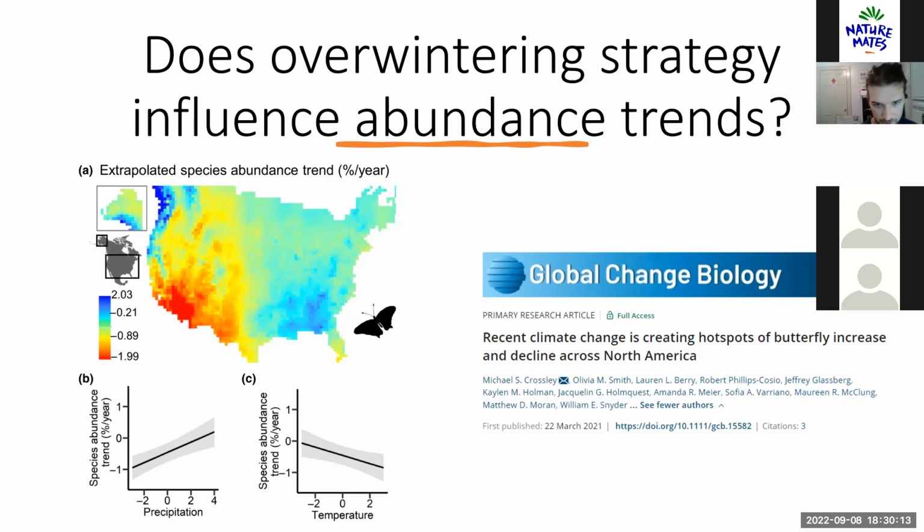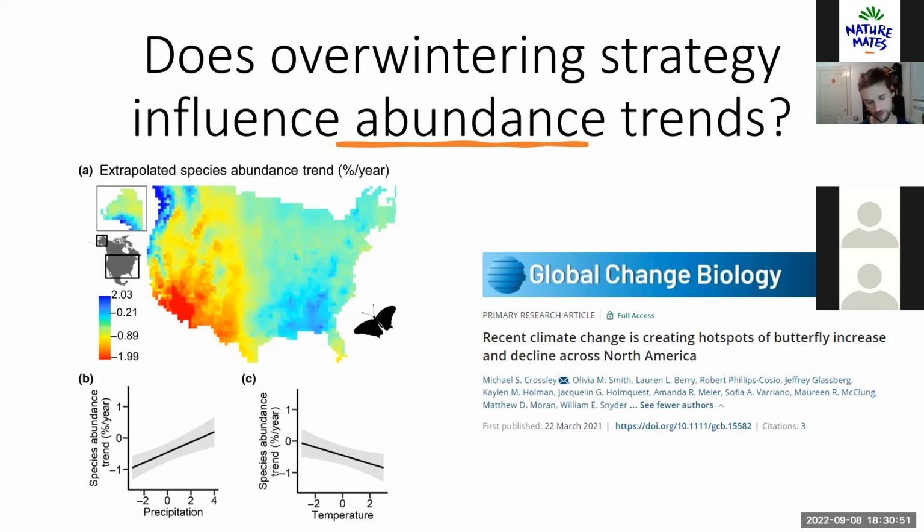We were looking at a recent paper that Michael Crossley and colleagues published, where they found that recent climate change is creating hotspots for butterfly increases and decreases across North America. They found that areas with increasing precipitation over their study period had species with greater increases in abundance trend over years, and species in warming areas experiencing global warming had abundance trends that were decreasing.